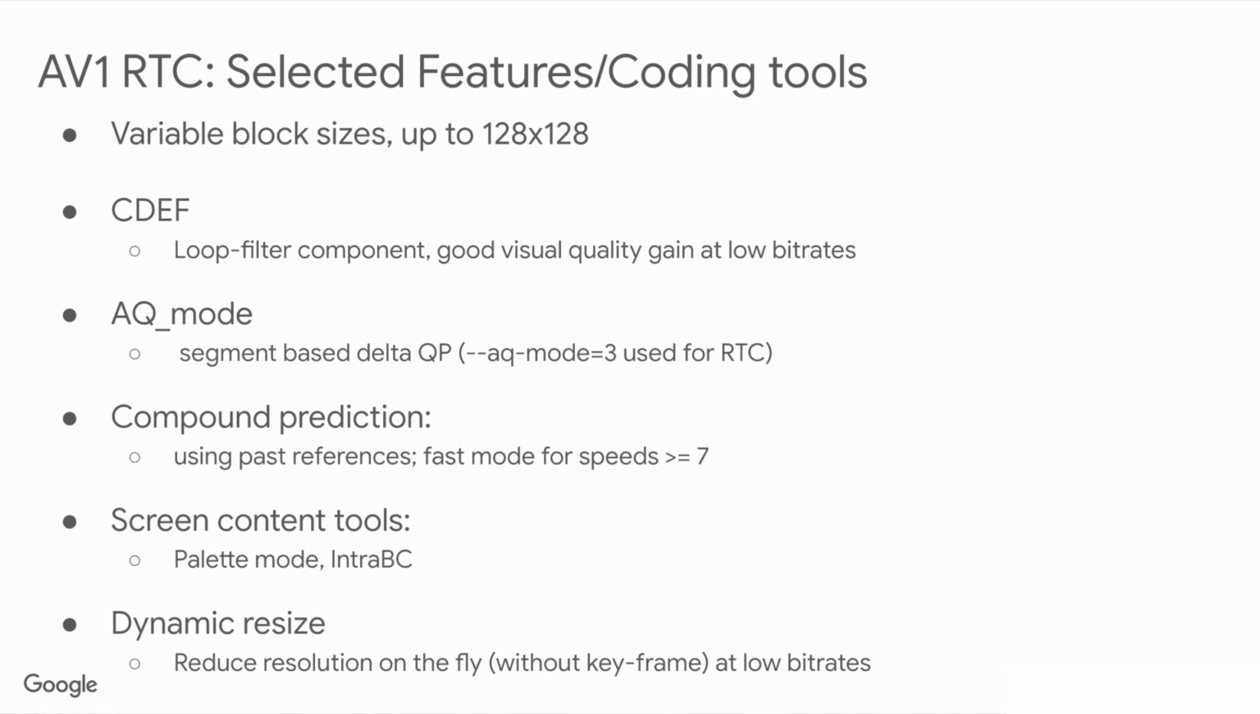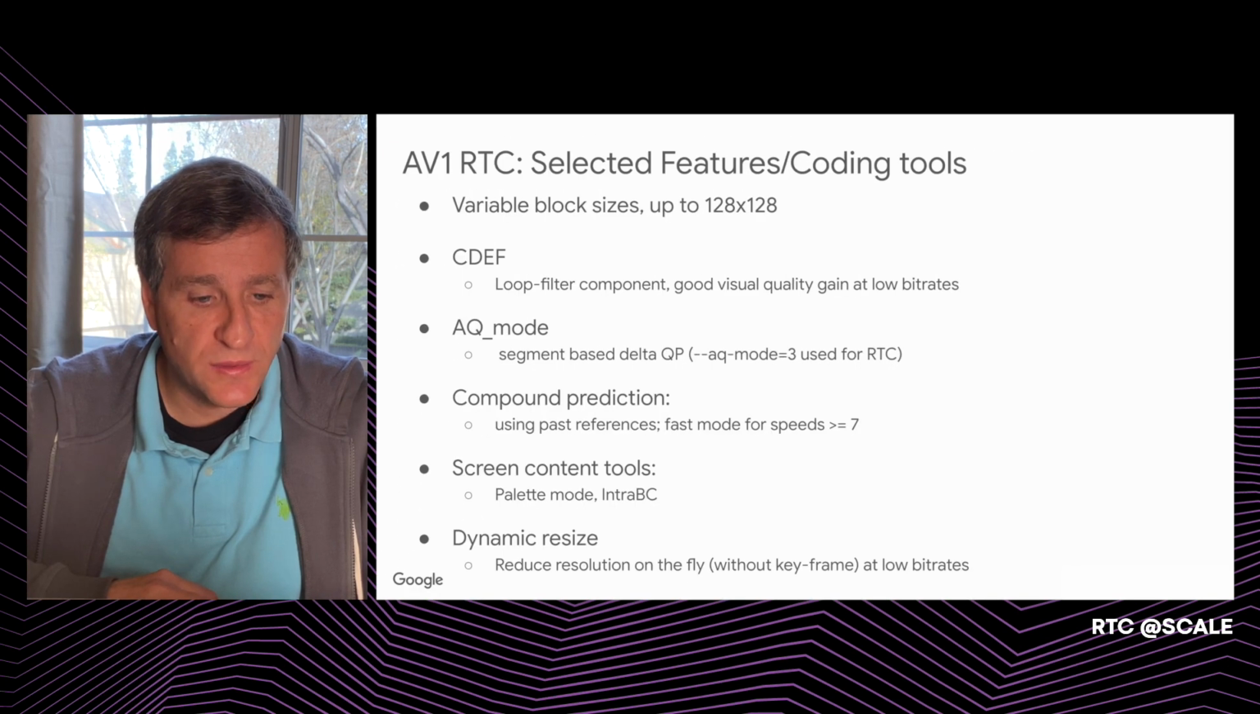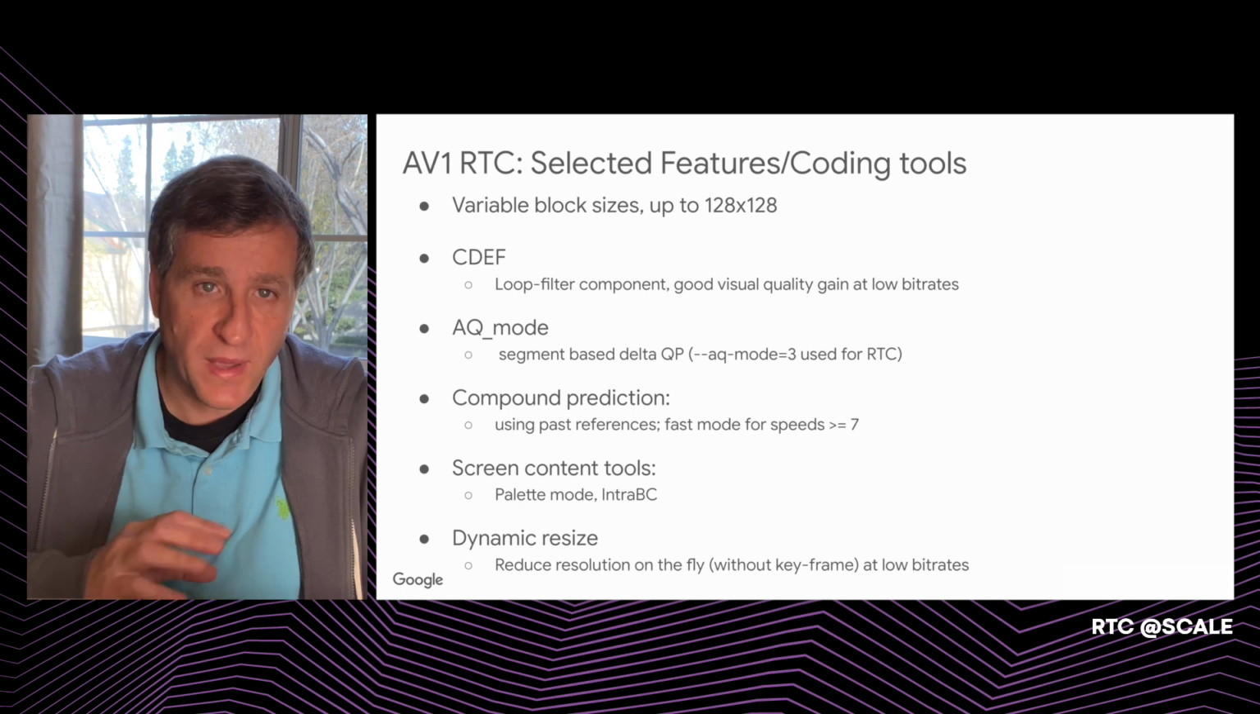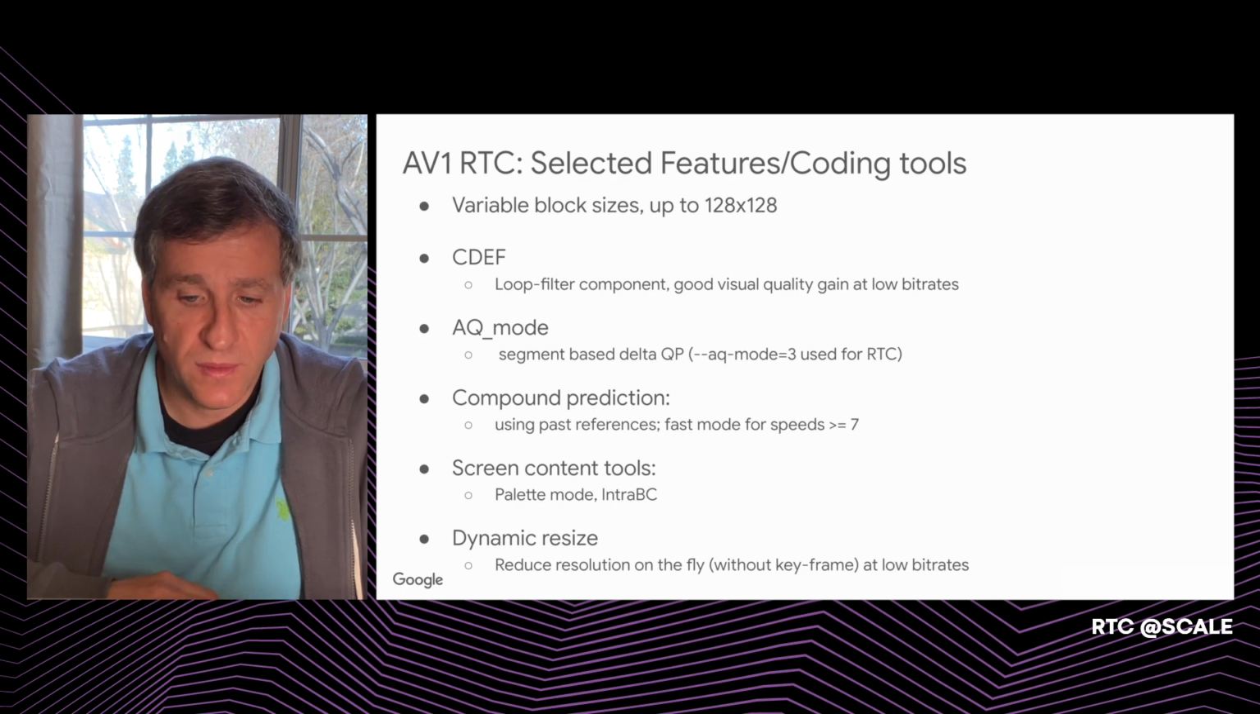CDEF is used for RTC, and this is a component of the loop filter, and it provides good visual quality at low bit rates. AQ mode is a feature that allows for setting the QP level at the coding block level via segmentation. For RTC, we use AQ mode equal to 3, which also gives good quality gains for video conference material. Compound prediction is used in the RTC. This is, of course, using past references because the lag in frames is 0. And the fast version of it is implemented in the higher speeds, speed 7 and above.